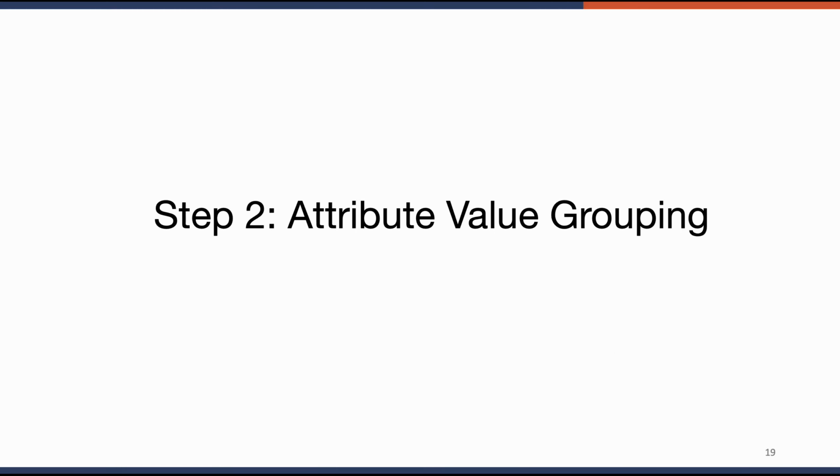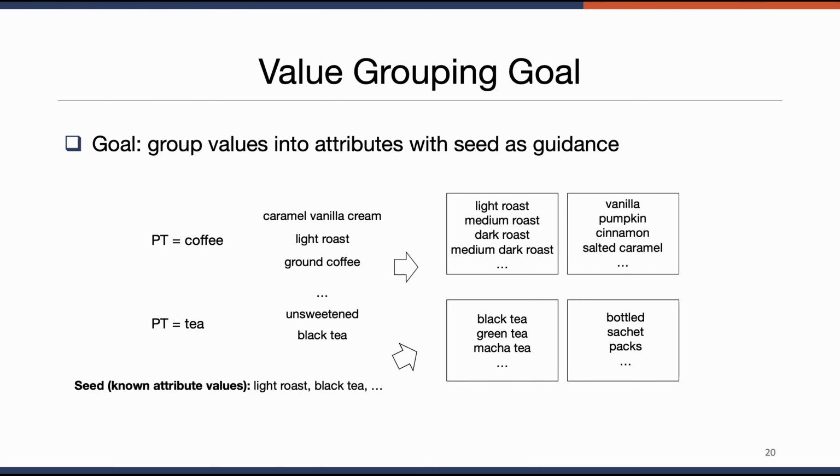Now comes our second step, attribute value grouping. For this step, we have already got a set of candidate attribute values. Our goal is to group these candidate attribute values into clusters of attributes. And here, we're also using our weak supervision as guidance.